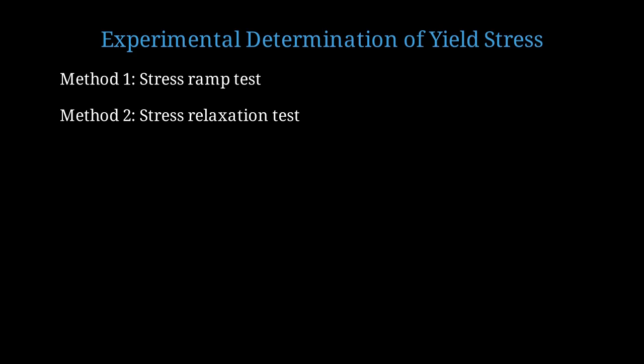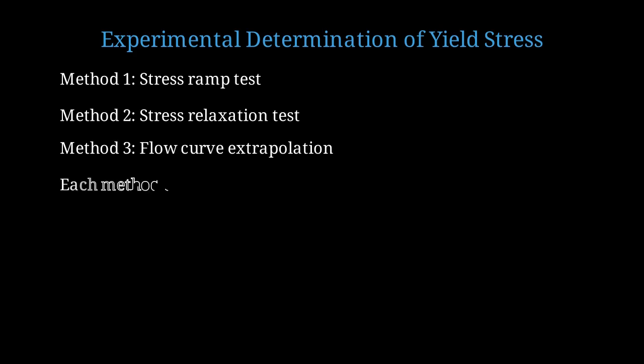How do we actually measure yield stress experimentally? There are several methods. In a stress ramp test, you gradually increase the applied stress and observe when flow begins. The yield stress is identified at the onset of flow. Apply a constant strain and measure how stress decays over time. If stress reaches a non-zero plateau, that plateau value is the yield stress. Measure viscosity at various shear rates and extrapolate the stress shear rate curve back to zero shear rate. The y-intercept is the yield stress. Different methods often give slightly different yield stress values because they probe different aspects of the material's response.